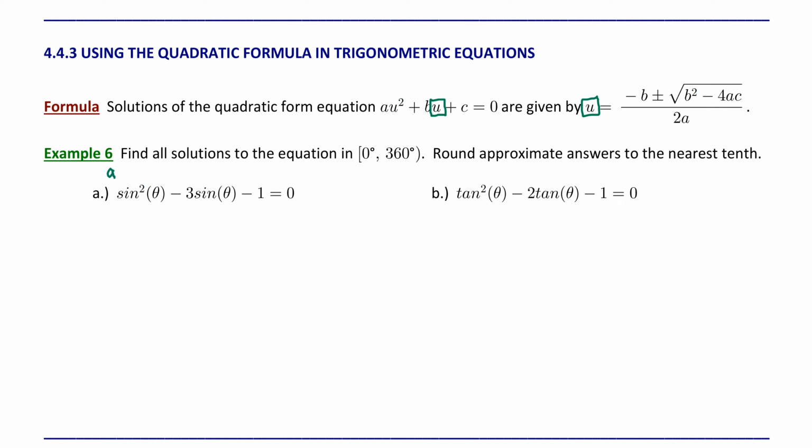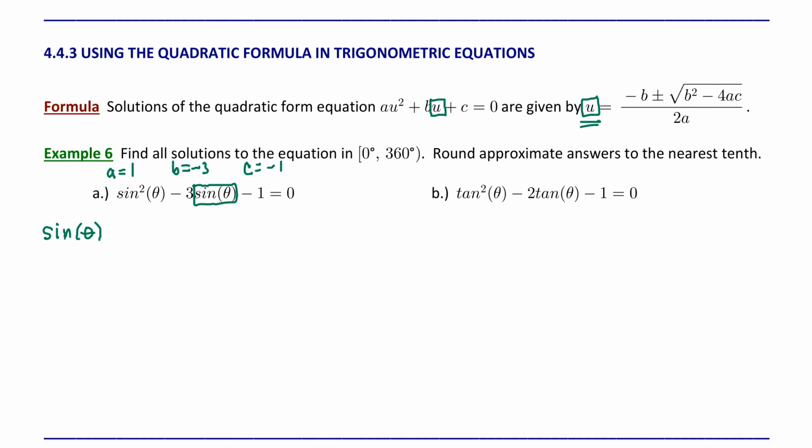Notice that the coefficient of our quadratic term, A, is 1. The coefficient of our middle term, B, is -3, and the constant term, C, is -1. Now, again, pay attention to the left side. U, in this case, is the variable part of our middle term. So the left side of our quadratic formula will be important in this case.